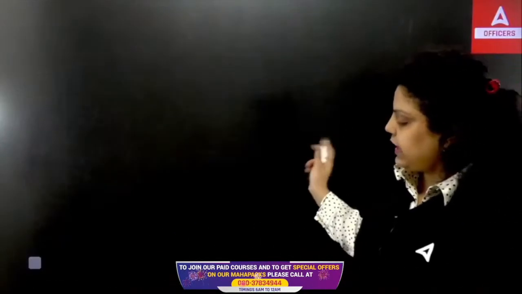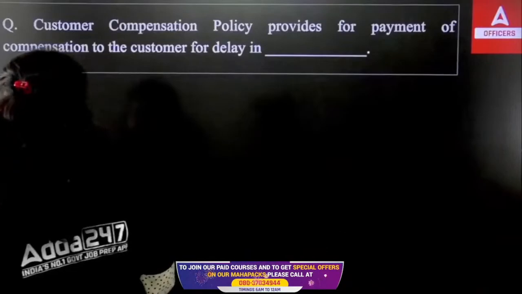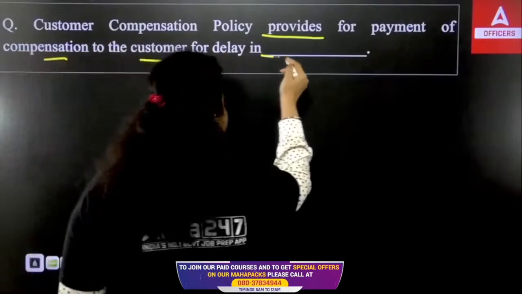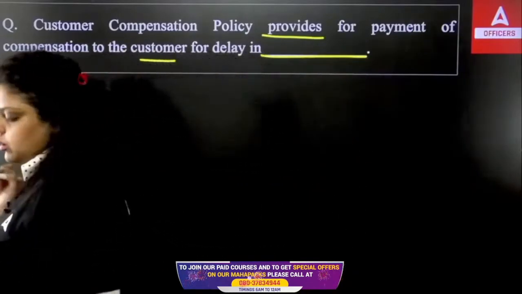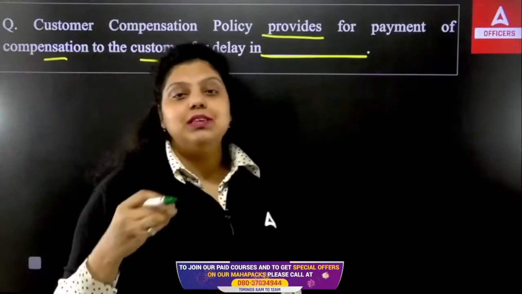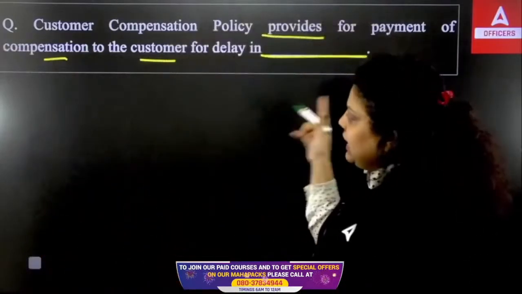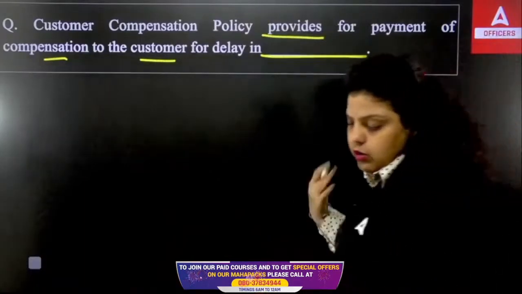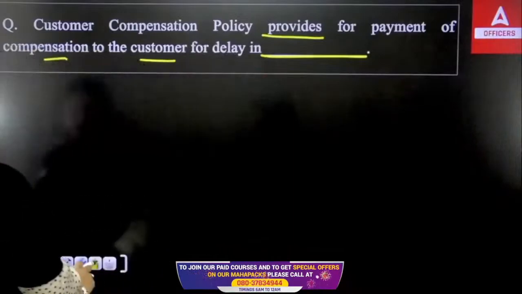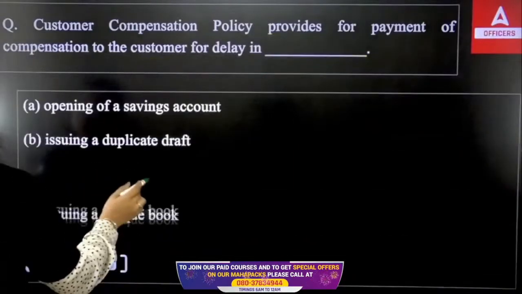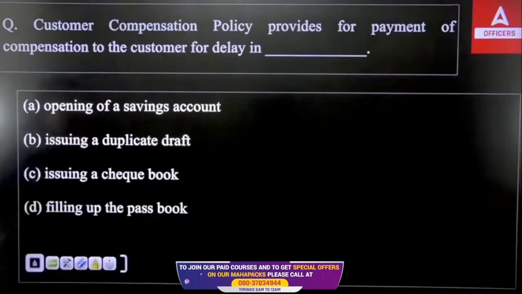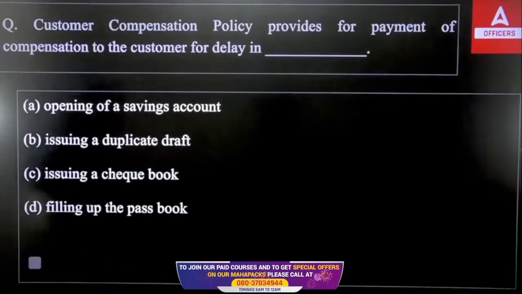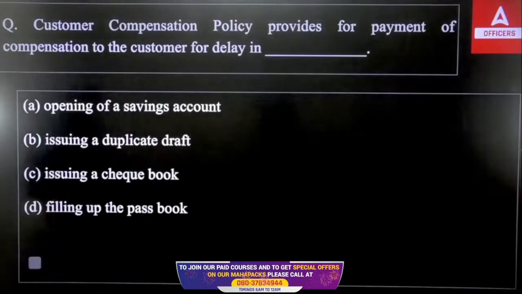Okay, next, second question. The customer compensation policy provides for payment of compensation to the customer for delay in dash. As the name suggests, this is the compensation that the bank has to pay to the customer in case of any kind of delay when you are providing a service or when the customer is taking a service. First, opening of a savings account. Second, issuing of a duplicate draft. Third, issuing of a checkbook. And the fourth one is filling up the passbook.